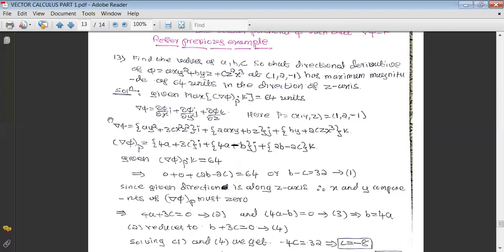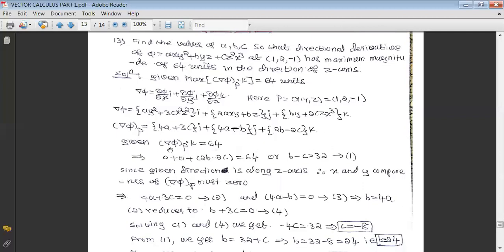And now we have to calculate this del phi at the given point, that is (1, 2, −1). If you take these values 1, 2, −1 for x, y, z, we get (4a + 3c) i, plus (4a − b) j, plus (2b − 2c) k. Now they have given del phi dot k, because the directional derivative is maximum and it equals 64.